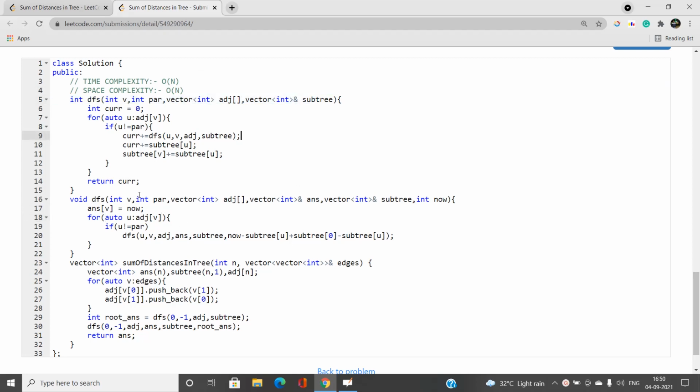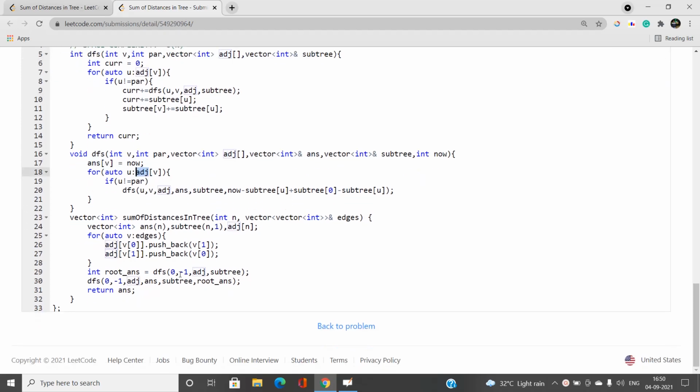So the answer for V is now. Note that I passed the root answer, the current answer for this node 0, and I always initialize the answer of V with now. When I'm moving to the parent, my answer will differ by now, that is the current answer minus subtree of u, that is whatever nodes are lying in the current child node u, the answer will be decremented by that value. And whatever the rest of the nodes are, subtree of u, sorry, subtree of 0 will be the total number of nodes minus subtree of u, which will be the remaining nodes.